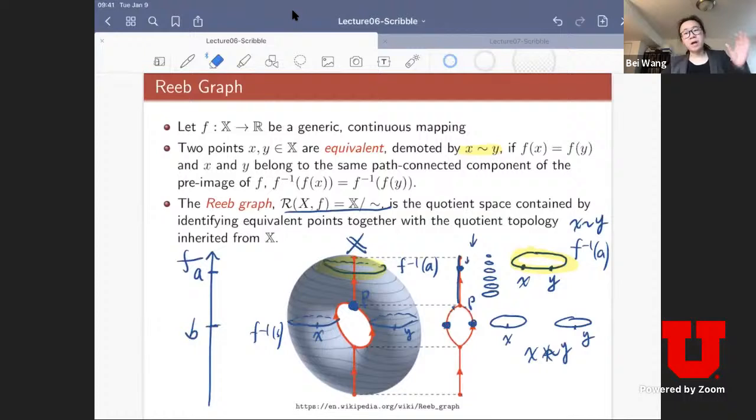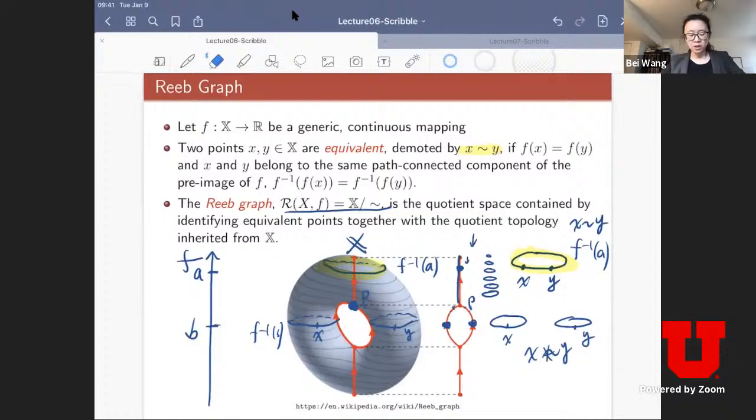And based on that equivalence relation, I'm going to shrink all the points that are equivalent to each other into a single point. And I'm going to glue those points all together, which gives rise to a graph representation of my underlying space coupled with that function.